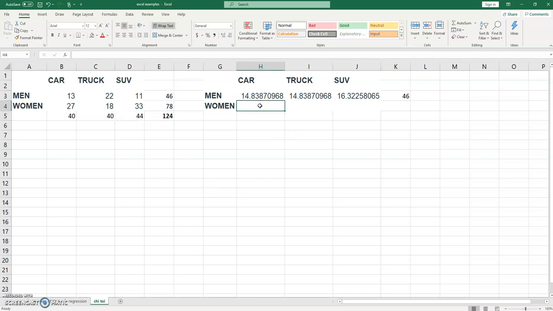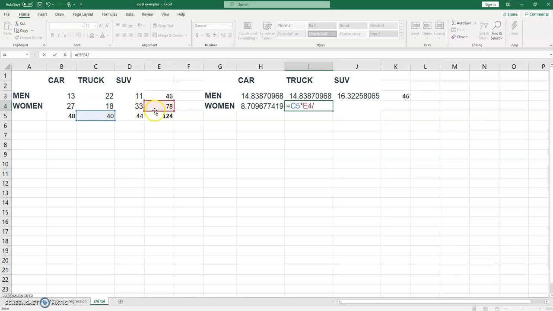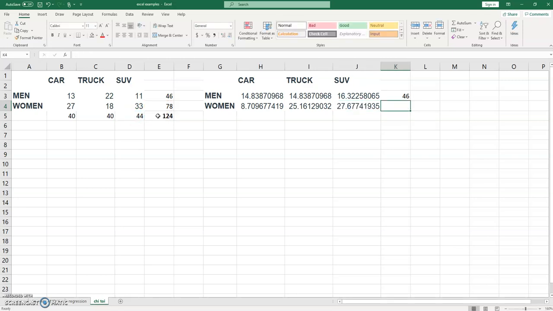We'll do the same thing for the women, taking into account that there were more women. So we're going to do these values divided by the total, and these values divided by the total, and these values divided by the total. When we sum across, we could have dragged down, but we'll just do this. We should get, oh, we misselected something.